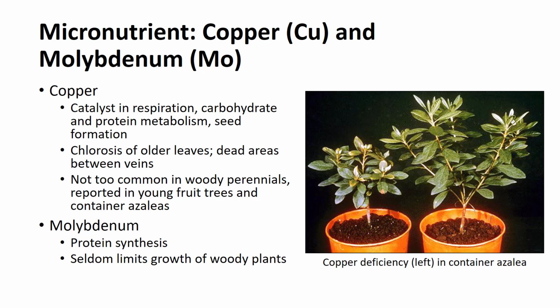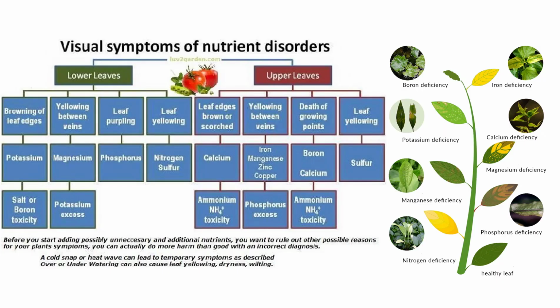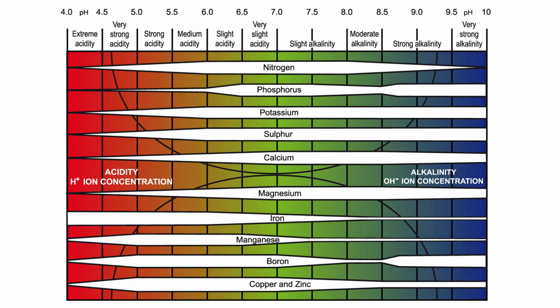Molybdenum, Mo, is needed for protein synthesis, but is needed in such minute quantities that it seldom limits growth of woody plants. An initial diagnosis of nutrient deficiencies can often be done through visual symptoms. The chart is broken down into symptoms that first appear in the lower or upper leaves, although symptoms can vary with different plant species, and symptoms can also be caused by other biotic diseases or abiotic disorders. It is recommended to follow up visual symptoms with a soil test or leaf analysis to confirm the diagnosis.